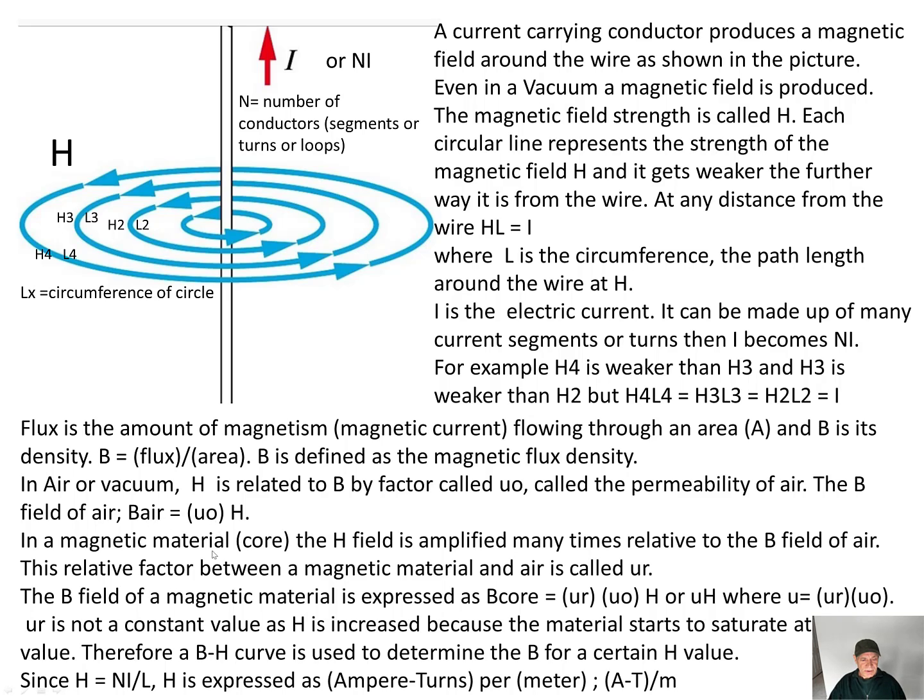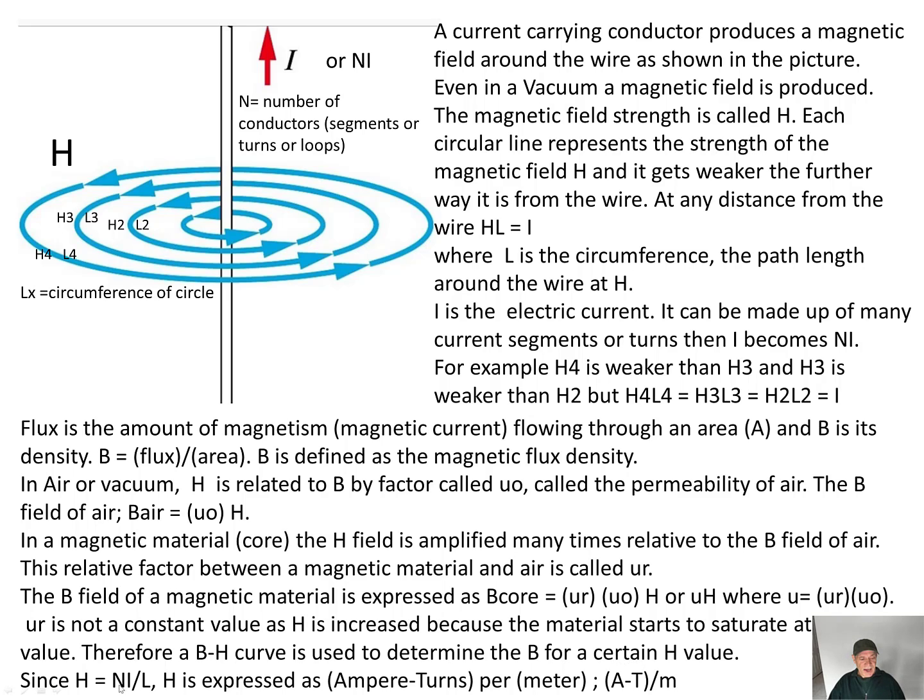In a magnetic material, a core, the H field is amplified many times relative to the B field of air. This relative factor between a magnetic material and air is called mu R. The B field of a magnetic material is expressed as B core equals mu R times mu naught times H, or mu H, where mu equals mu R times mu naught. Mu R is not a constant value as H is increased, because the material starts to saturate at certain H value. Therefore, a BH curve is used to determine the B for a certain H value.